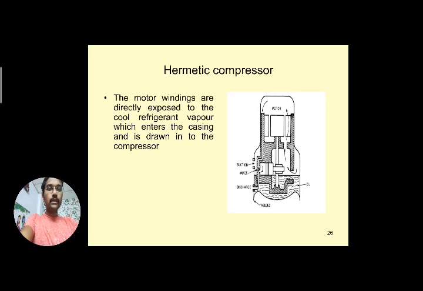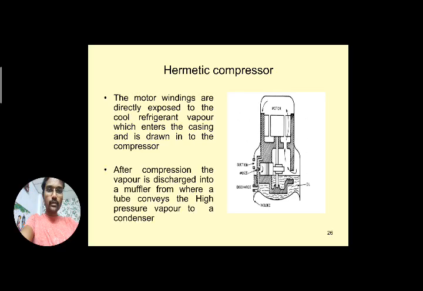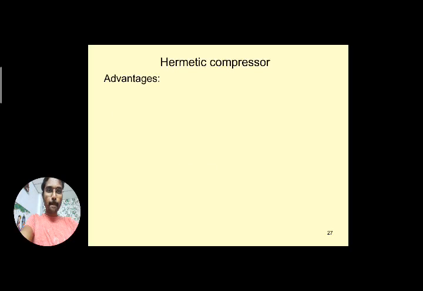After making contact here, that refrigerant is rotated or moved into the compressor component. After compression, the vapor is discharged into a muffler, from where a tube conveys the high pressure vapor to a condenser. So there is a connection where, after compression, it enters into a tube. Through the tube it passes to the next component, that is the condenser. The high pressure refrigerant vapor enters the condenser through a separate connection. So this is regarding the hermetic compressor.